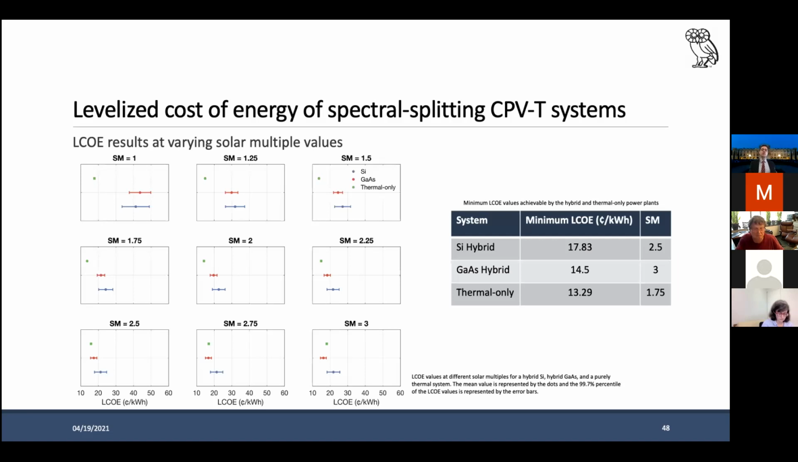The overall minimum LCOE for the silicon power plant was close to 18 cents per kilowatt hour, while the gallium arsenide plant had a minimum of 14.5 cents per kilowatt hour. This value is closer to the LCOE of a thermal-only plant with a minimum at 13.29 cents per kilowatt hour.